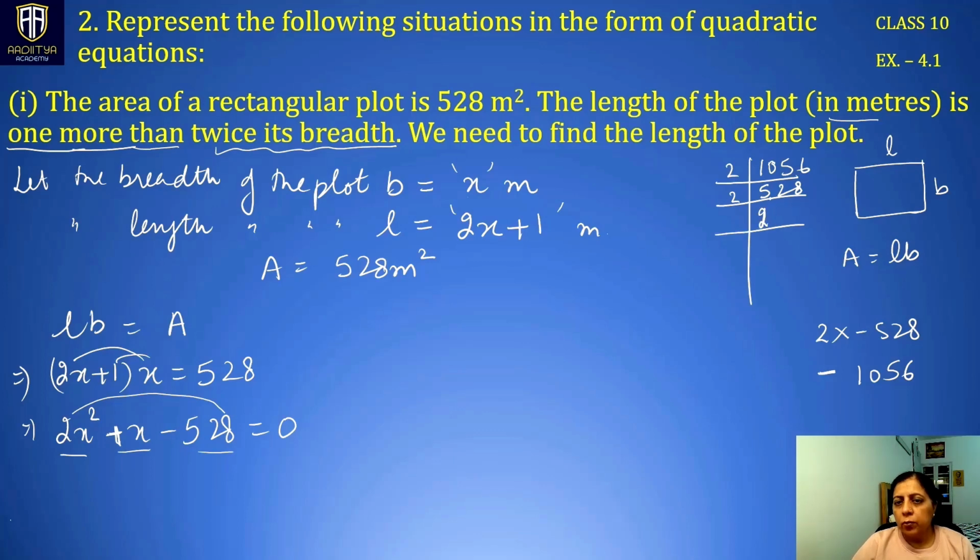2 2s are 4, 2 6s are 12, 264. Then we have 132. 2 6s are 12 and 2 6s are 12. This is 33 and finally we have 3 and 11 here, right? So this is a large number for factorization.